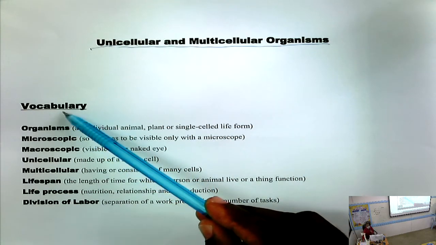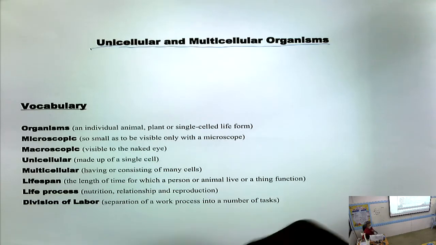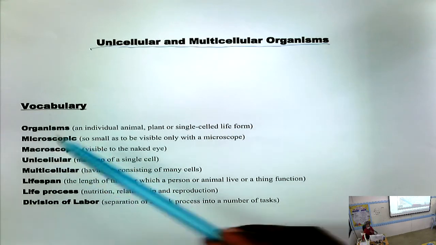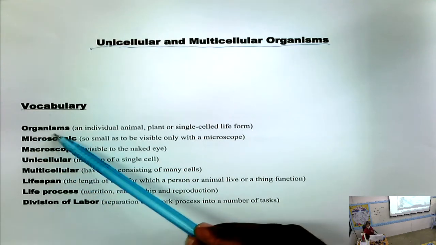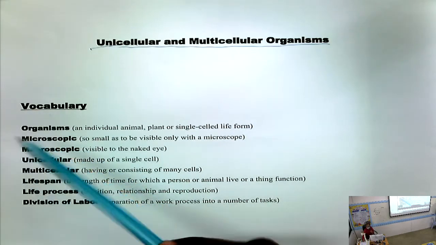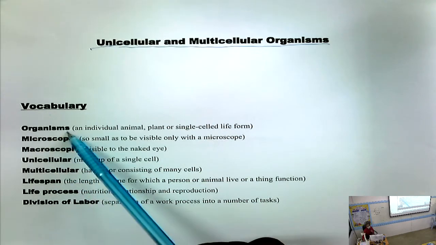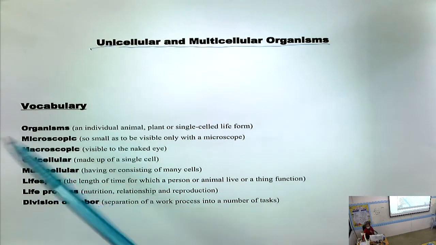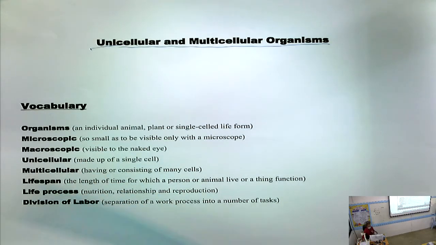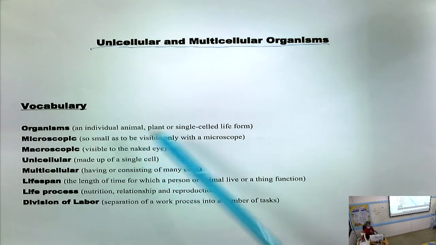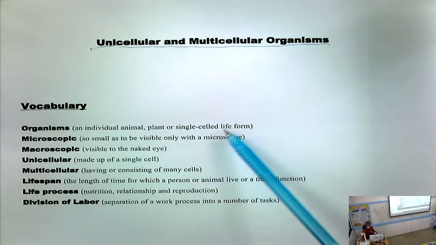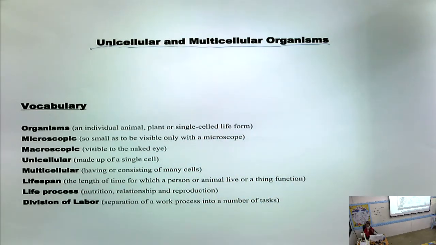Right, on our vocabulary section, can we pay attention? I want you to say these words after me. The first word is organisms. Can we all say together, organisms? Again? Organisms. We also need to understand the meaning. An organism is an individual animal, plant, or single-celled life.